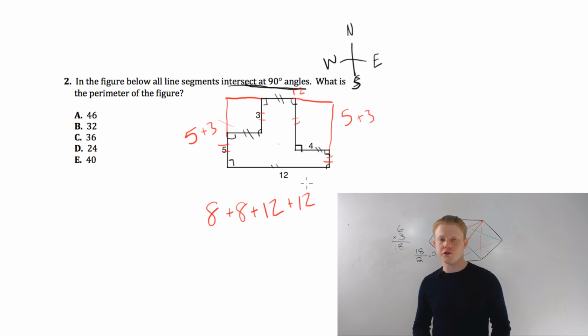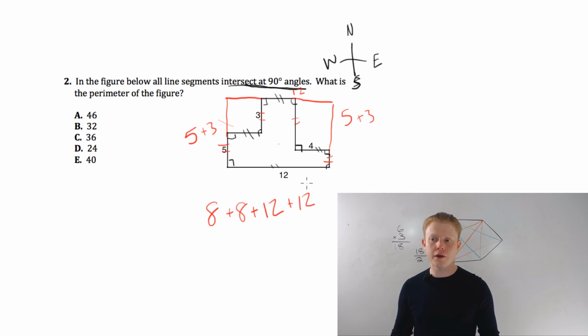That's really all there is to these. It's going to be the same on each side. So if you can find the whole left side, that left side will be the same as the right side. If you can find the top, it'll be the same as the bottom, and vice versa.